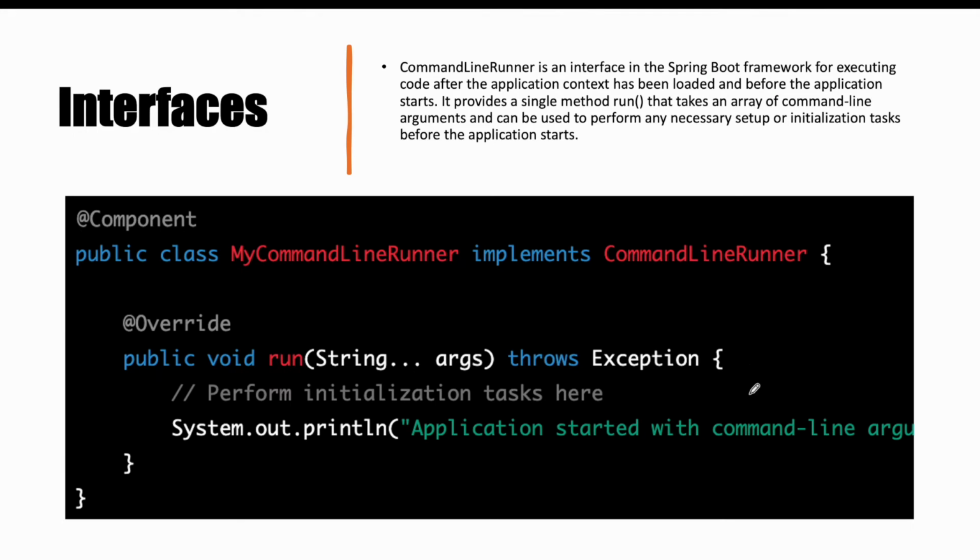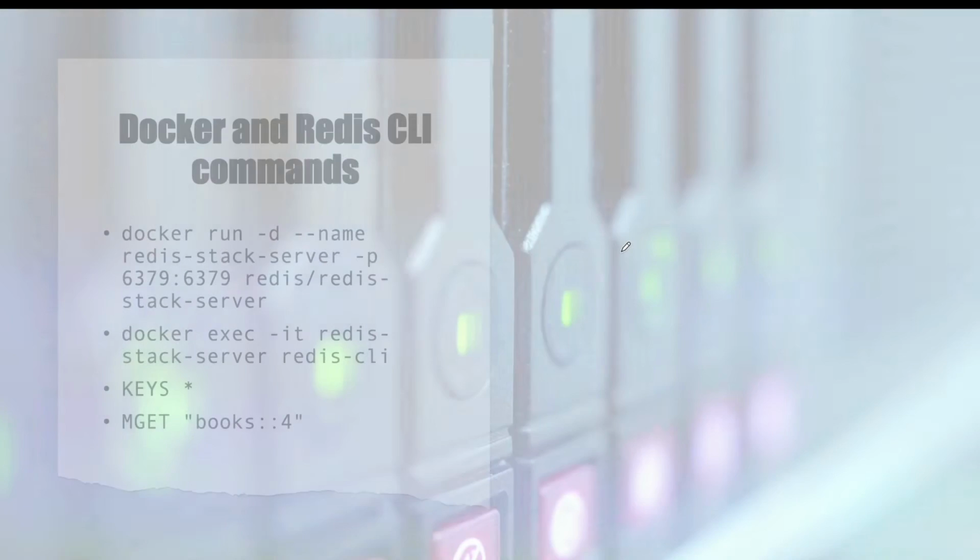This is another important thing I'll show you again when we are seeing the example. This is one interface which we are using, command line runner. Okay, this is basically to execute some code after the application context has been loaded. I'll show you why this is important in this example just in a bit.